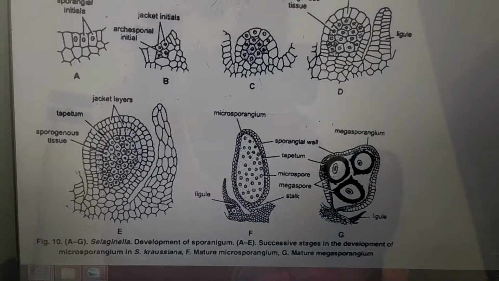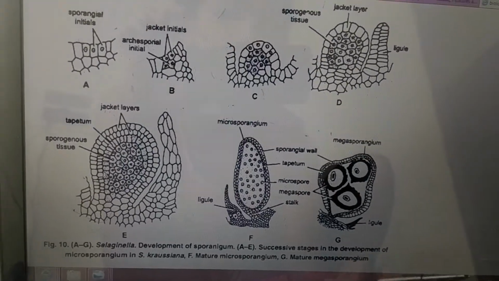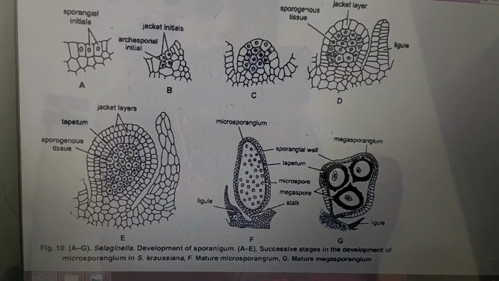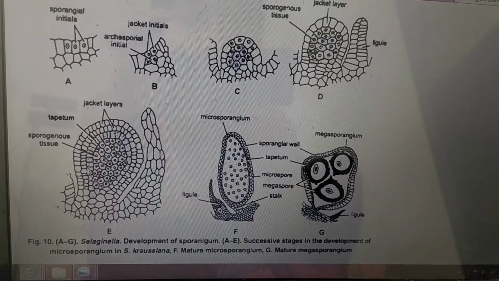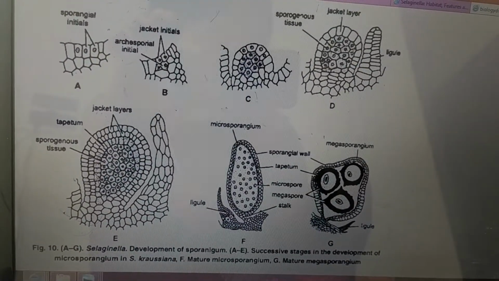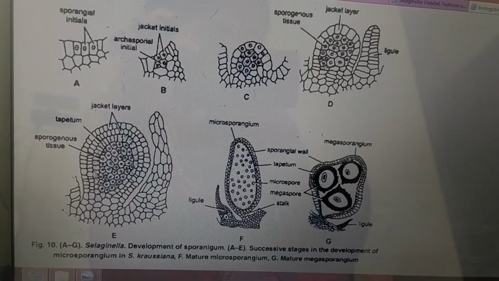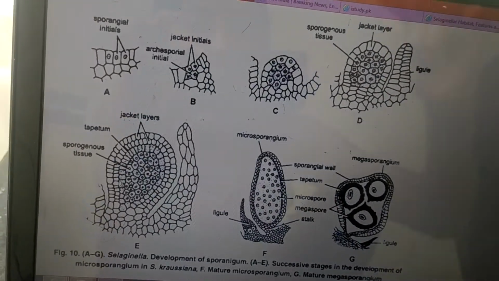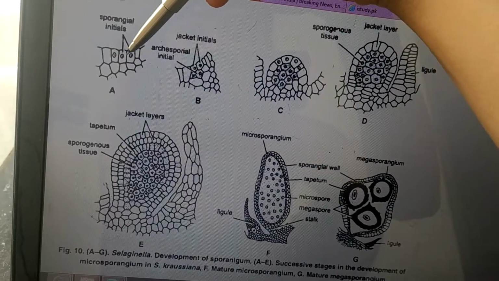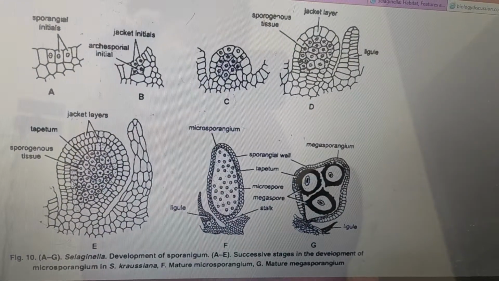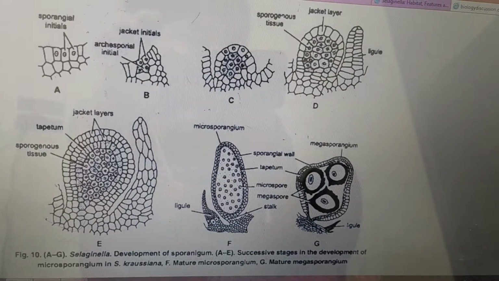Here we will be discussing the developmental stages of sporangia, both micro as well as megasporangia, in case of Selaginella. Here development is eusporangiate type. Eusporangiate in the sense it takes place with the help of a row of cells. A row of cells will be initiated here for the development. When the development is by a row of cells, it is called eusporangiate.